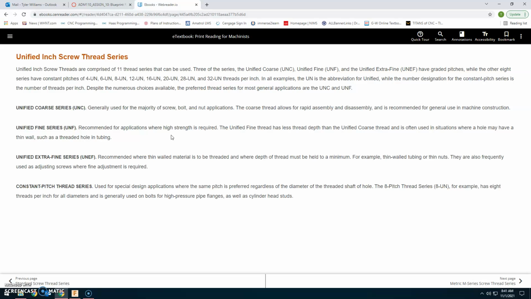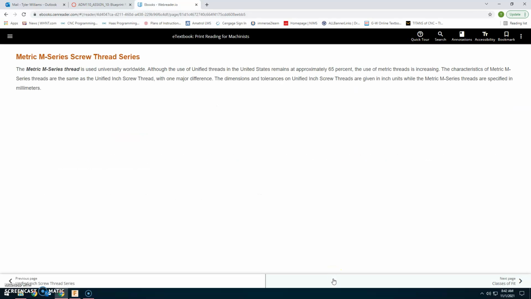They are also frequently used in adjusting screws where fine adjustment is required. And then you've got Constant Pitch Thread Series, used for special design applications where the same pitch is preferred regardless of the diameter of the thread or shaft or hole. The 8-pitch thread series, for example, has 8 threads per inch for all diameters and is generally used on bolts for high-pressure pipe flanges as well as cylinder head studs.